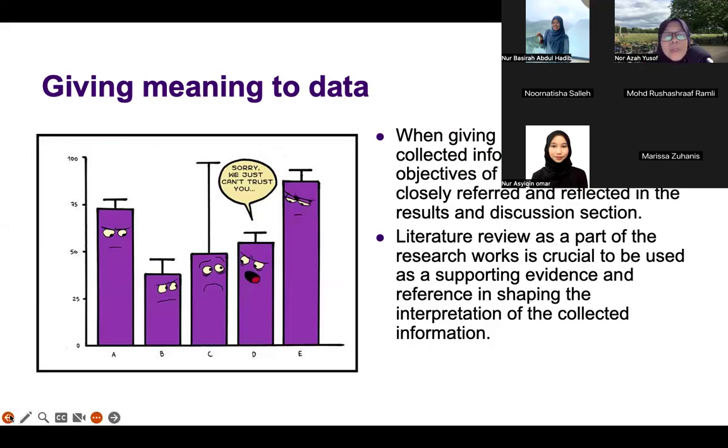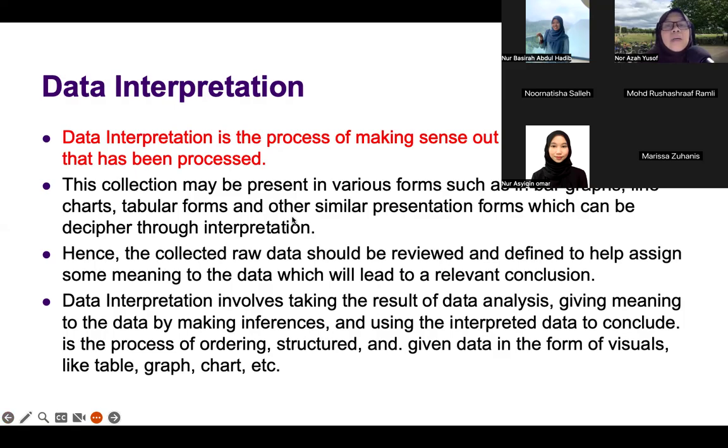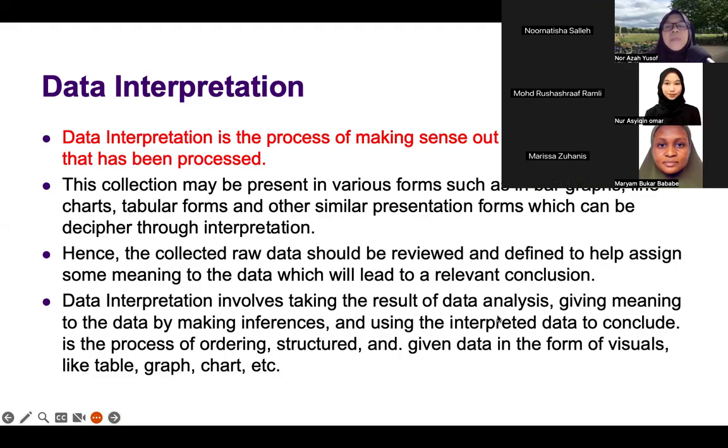So the collection may be presented in various forms: bar graph, line charts, and many other means of presentation. Once it is presented in a graph, bar chart, and so on, from there we can make inferences or conclusions. Inferences, conclusions based on the presented data. Okay, so let's look at the first example.